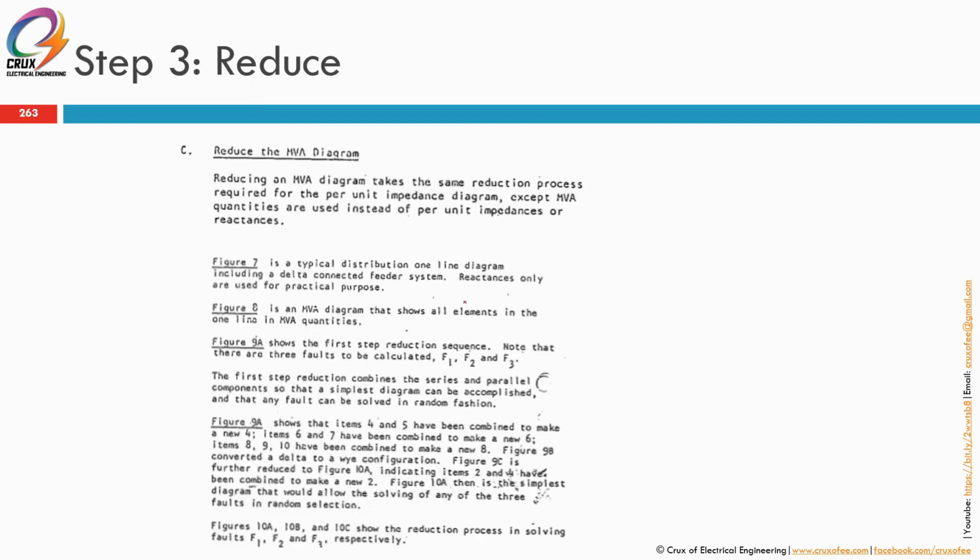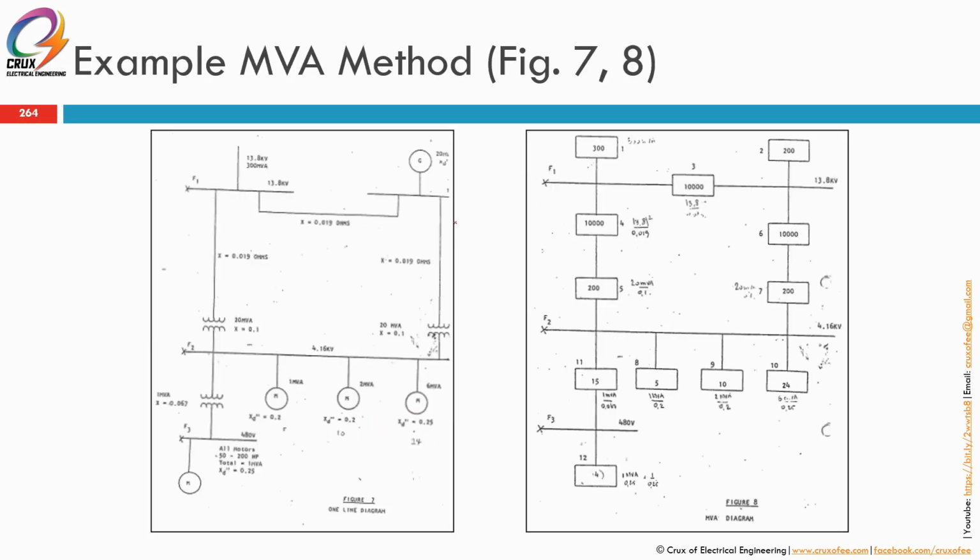So third step is you reduce the MVA diagram. Reducing an MVA diagram takes the same reduction process required for the per unit impedance, except MVA quantities are used instead of per unit impedance. Okay, figure 7, figure 8. So we go through one by one. So this is figure 7 and figure 8.